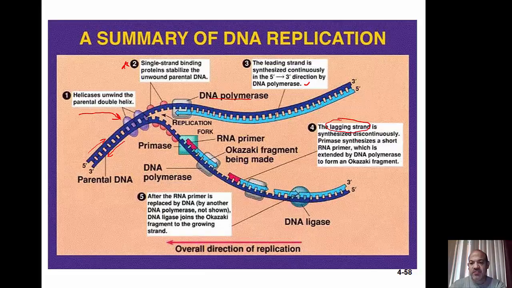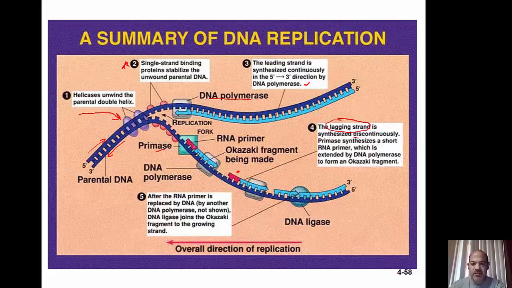And it's going to be synthesized discontinuously. Here the primase synthesizes a short RNA primer. So here's our short RNA primer, and there's primase. As the replication fork moves further down the DNA molecule, it'll open up more space so that this primase can go and add a primer.